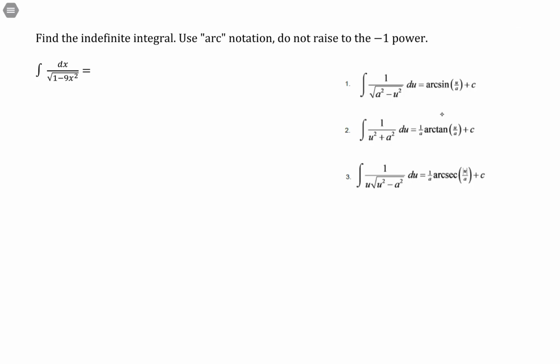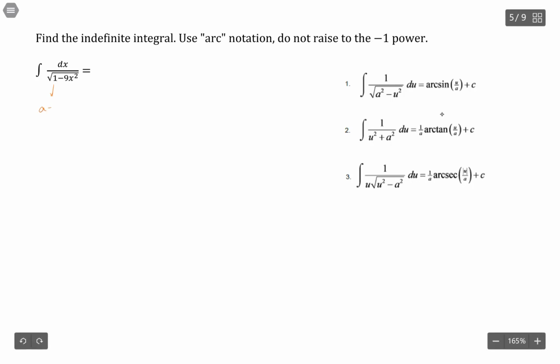So we have a square root in the denominator, which means that's either ArcSine or ArcSecant. There's nothing on the outside, so that rules out ArcSecant. And we have a constant minus a function. So let's work this through now. So this constant 1 is our value a squared.